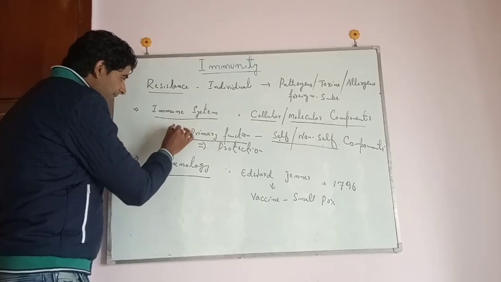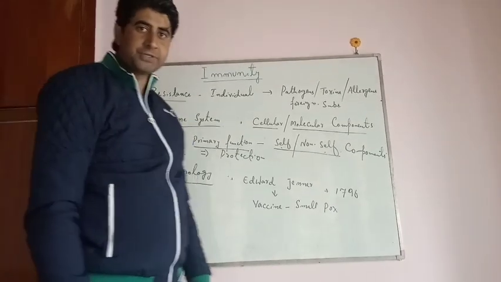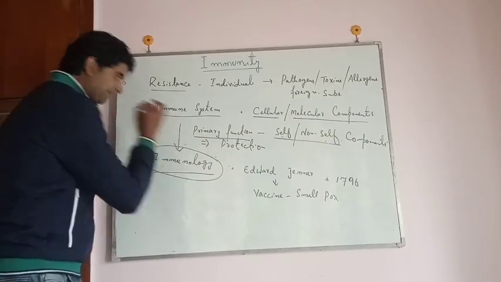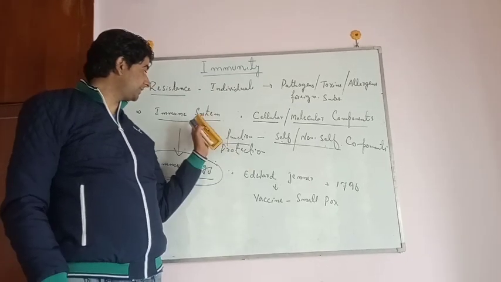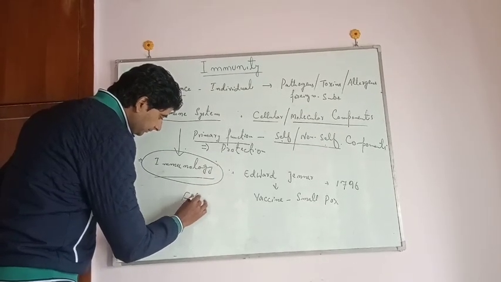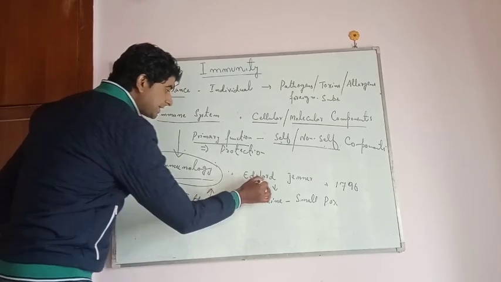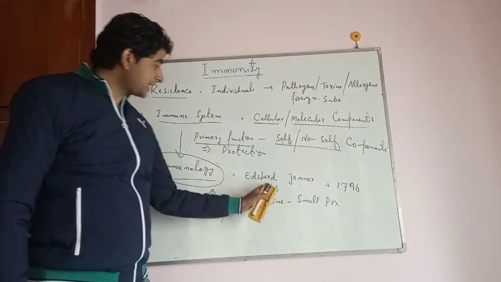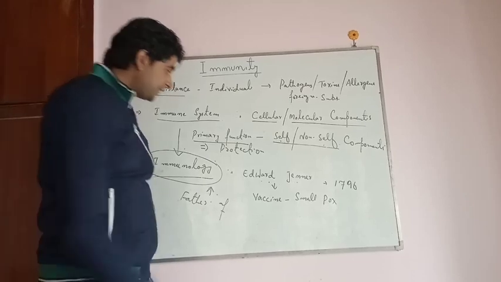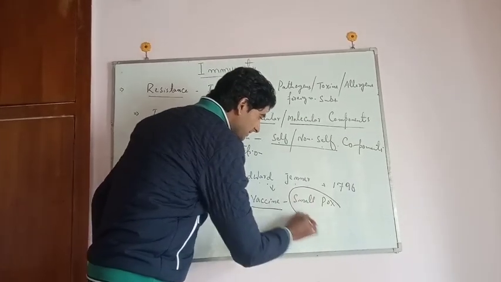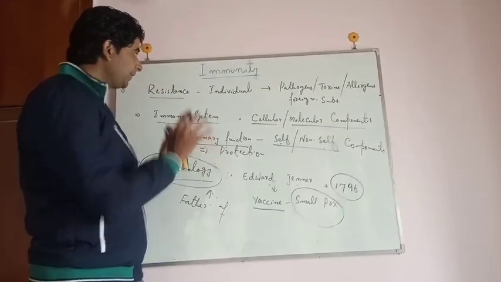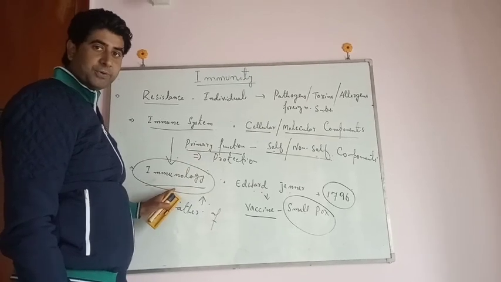So, the branch of biology which deals with the study of the immune system is termed as immunology. Means it is a separate branch of the biology which deals with the study of the immune system. So that's termed as immunology. And the father of immunology is Edward Jenner, because this biologist developed a vaccine against the smallpox disease in 1796. So this is a brief introduction about the immunity as well as the immunology.